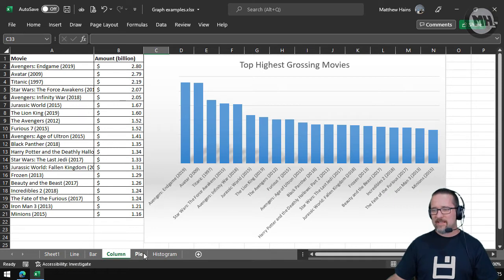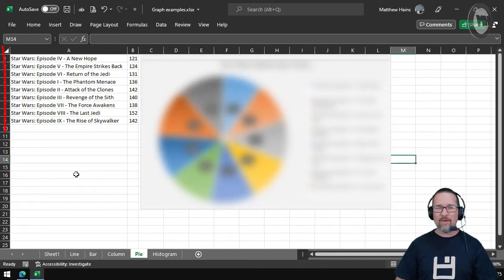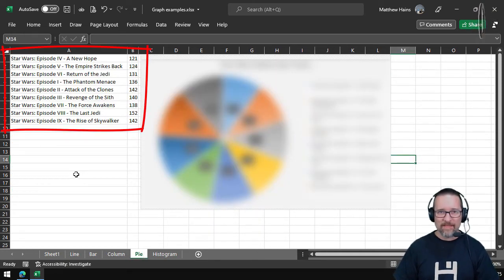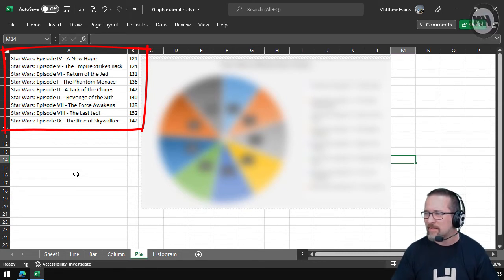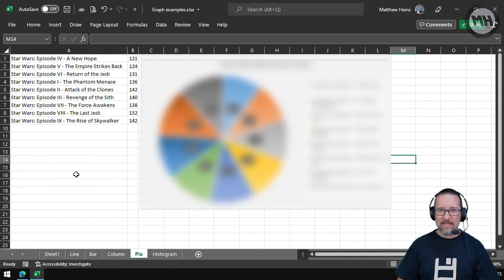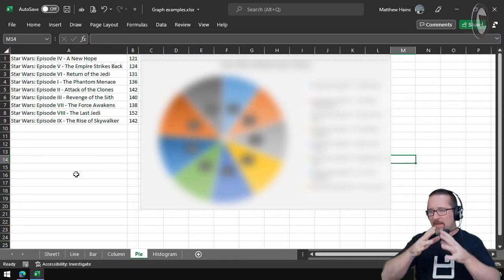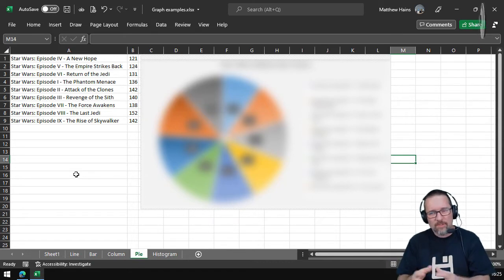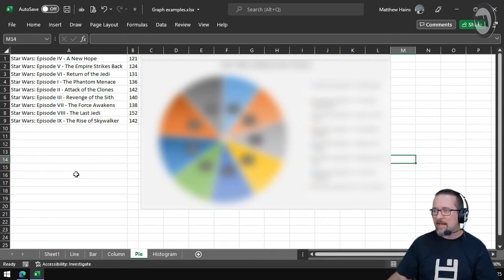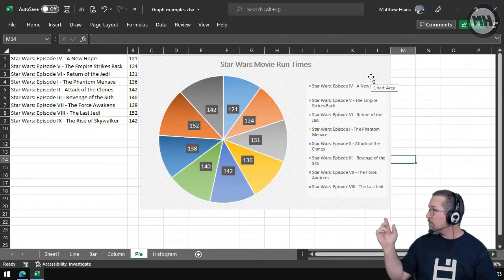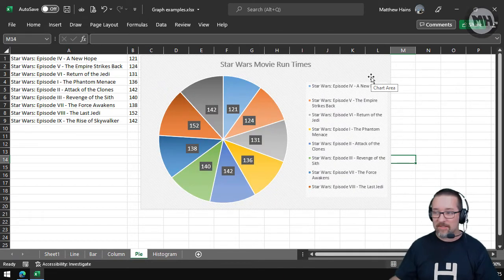Now the next one has nothing to do with food. Here we have all the Star Wars movies, maybe not all of them. These are all of them when I did this. I know there's one or two others, but these are all their running times. And out of all of these, I want to show how they make up a percentage of the whole, in other words, the running times as a whole. And here you can see what I mean by this sort of chart. That is a pie chart.